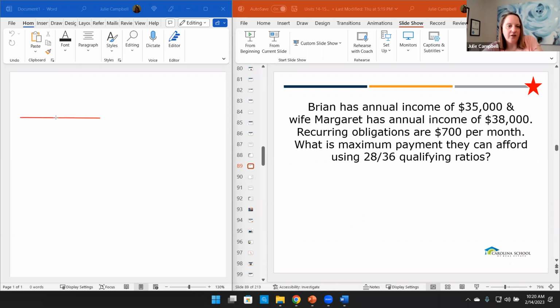I've read the problem. I know I'm qualifying a buyer. So if nothing else, I know I get to use two T-bars. One of those T-bars is going to look at the 28%. The other one's going to look at the 36%. And what we're solving for is our monthly expenses.